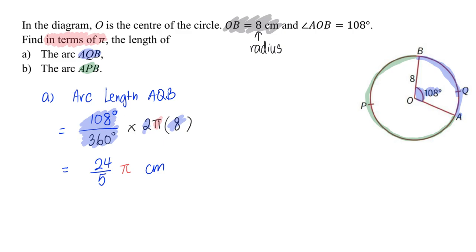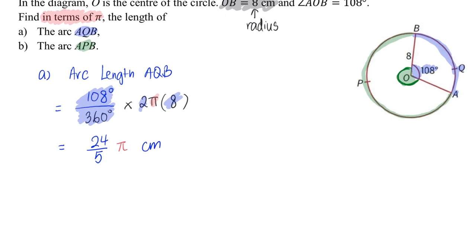Now, for arc APB, do take note, since they want us to find the green color APB, then do make sure that the angle at the center is in the same curvature as the arc, which I just drew here. So to find the arc APB, the green color, I would then need to find the green color angle down there.